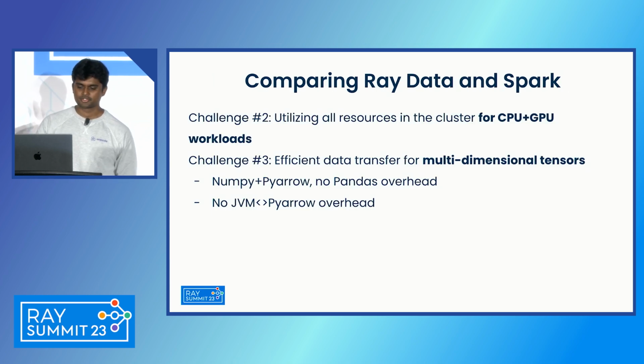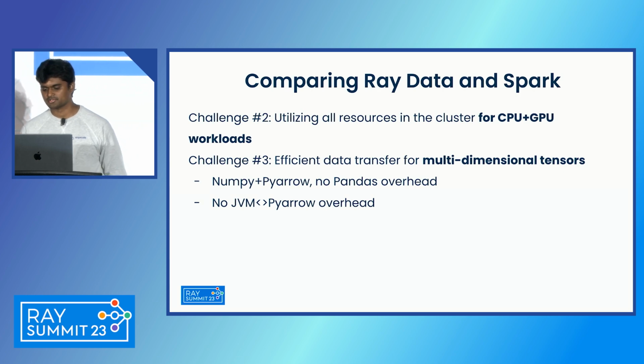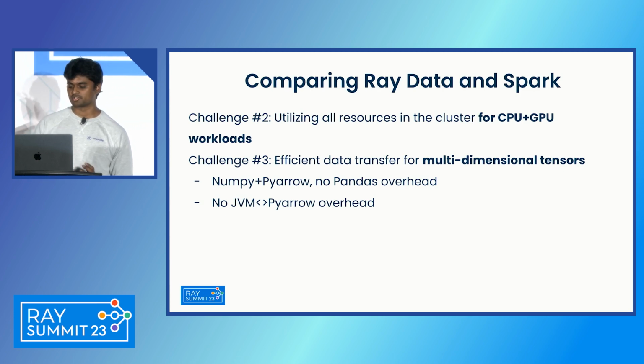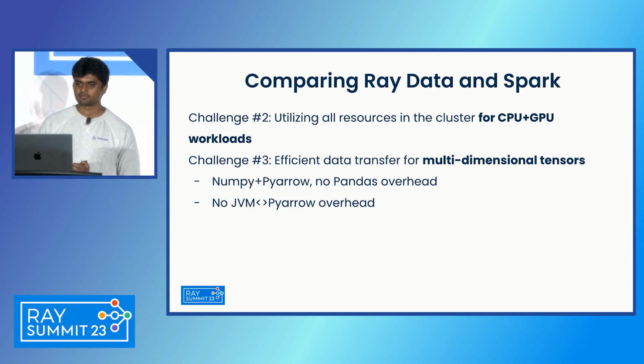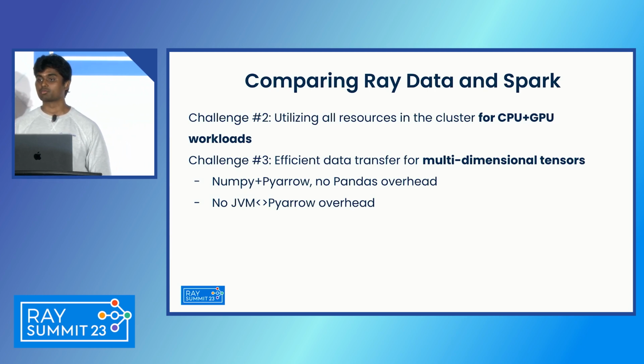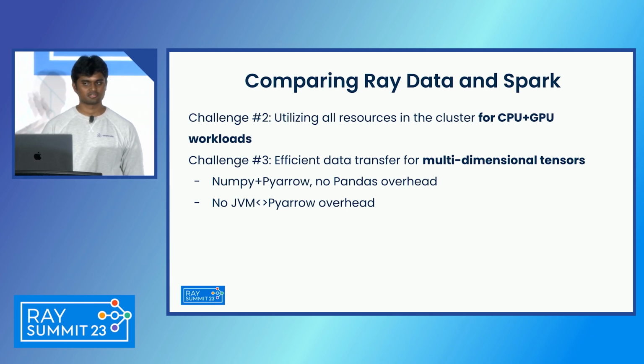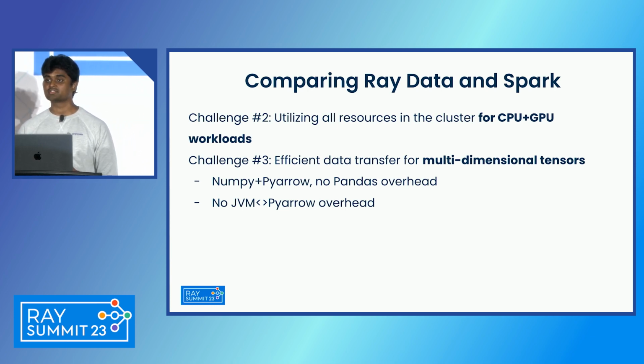So that was challenge number 2 on how you can effectively utilize all resources in your cluster for hybrid CPU plus GPU workloads. Challenge number 3 is how you can actually do efficient data transfer. And the key property of this workload is that we're working with multi-dimensional tensors. So again, with something like images, unlike tabular data, each image is represented as a large multi-dimensional tensor.